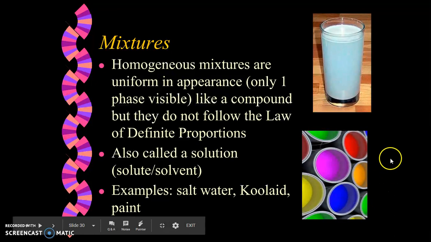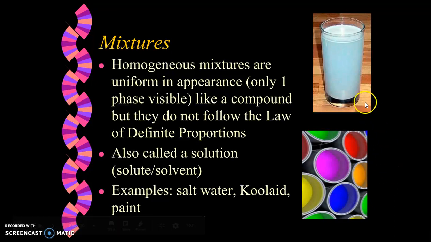Homogeneous mixtures are going to be uniform throughout. So if I take a sample from the top, the middle, and the bottom, it's going to be the same. Think about like toothpaste. If I use toothpaste at the beginning of the tube, middle of the tube, end of the tube, I want it to be the same.